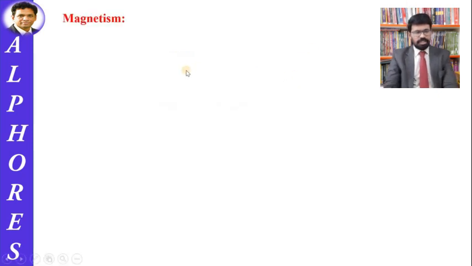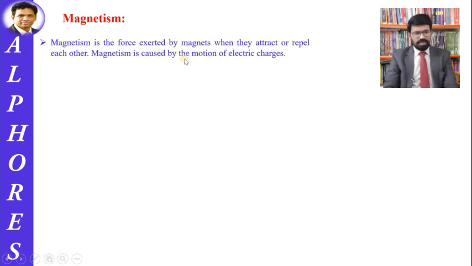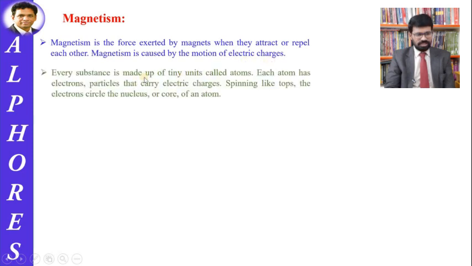Let us try to understand what magnetism is. Magnetism is the force exerted by magnets when they attract or repel each other. Magnetism is caused by the motion of electric charges. What is the main reason for this magnetism? Motion of electric charges. You will come to know in some other chapter how these moving charges can produce a magnetic field. For the time being, just remember that magnetism is caused by the motion of electric charges.